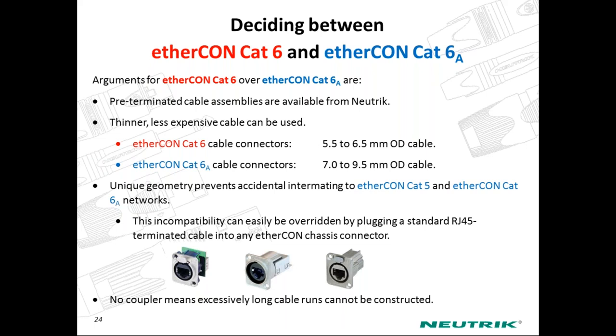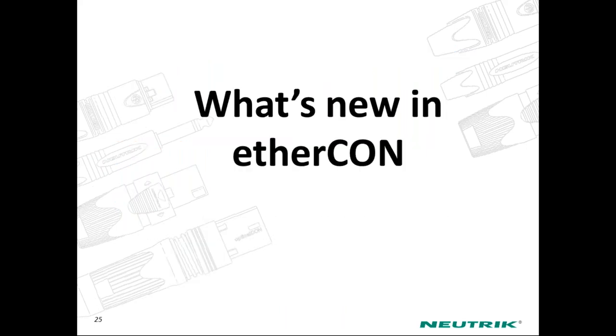Also, it's a little strange to say that it might be an advantage that there's no coupler, but it is certainly the case that we have people who couple and couple and couple cables, and then they call up and say, hey, things aren't working because they've just put too many passive couples in the system, too many connectors, too long a cable, and eventually the system just can't handle it. So since you can't couple, you don't need to worry about someone making that mistake of trying to go too far. Okay, so that's some about the three etherCON families.